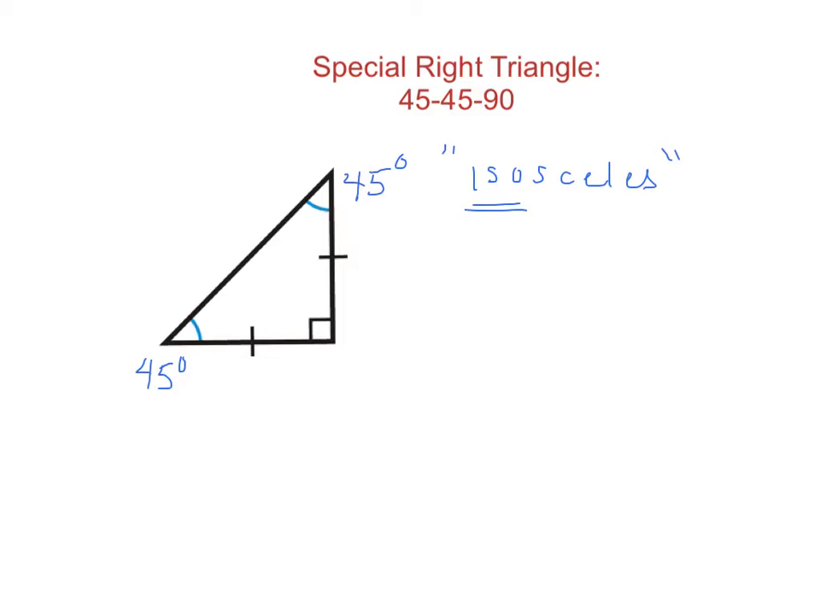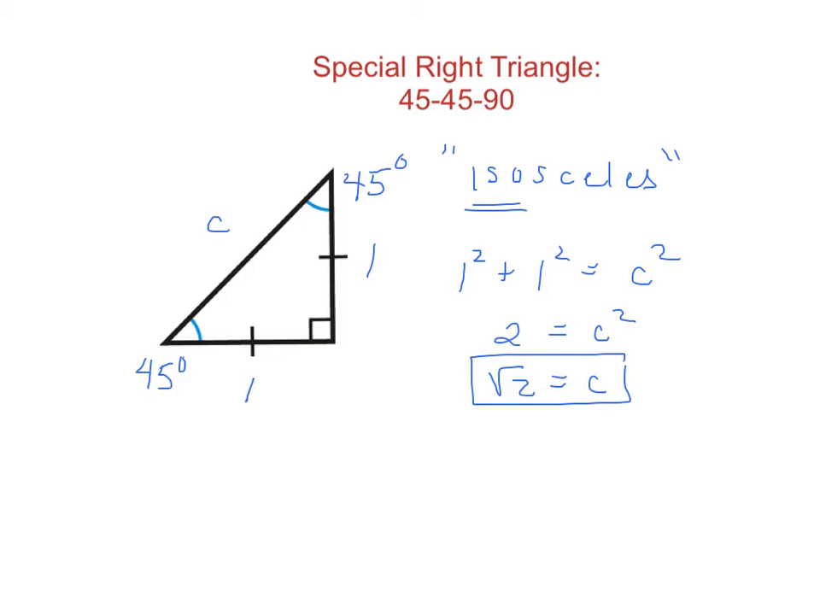First of all, because these two sides are the same, these two legs, I'm going to assign them both a value of 1 for now. And what I want to figure out is the length of the hypotenuse, c. So we'll do that with the Pythagorean theorem. 1 squared plus 1 squared equals c squared. And if we clean this up and solve for c, we learn that c is the square root of 2.